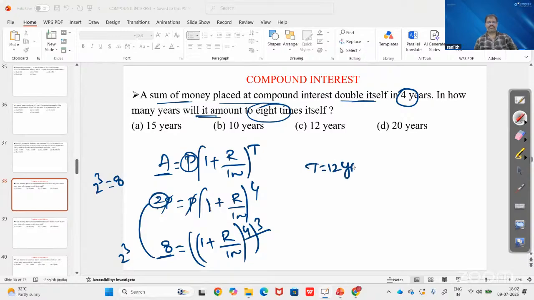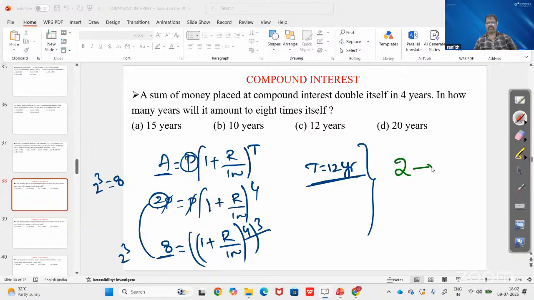But every time we can't go with this method. What is the other method to find it out? Double itself is nothing but 2 times. Double, that is 2 times, will be equal to 4 years. 2 times equal to 4 years. In how many years will it become 8 times? 8 times, 2 to 8.